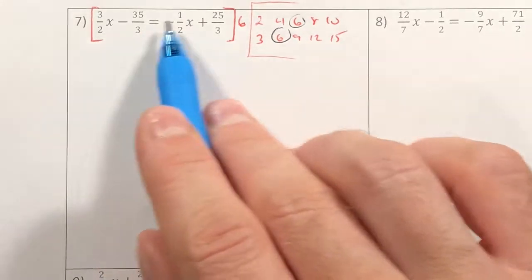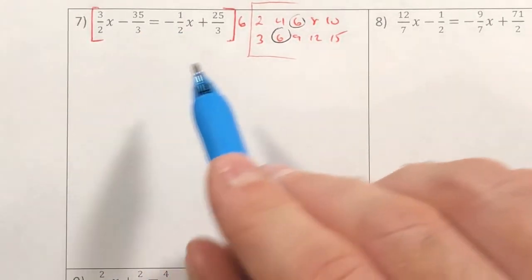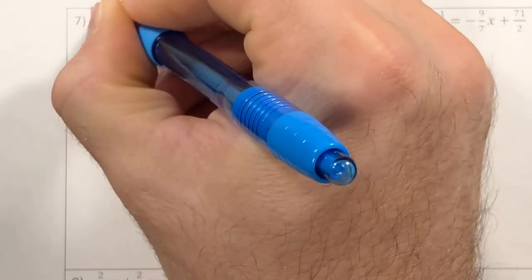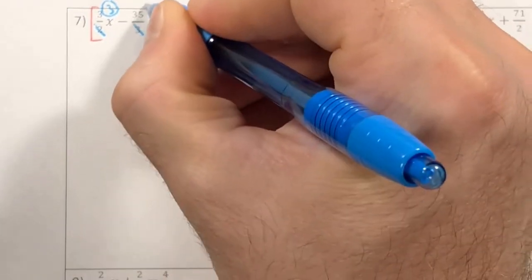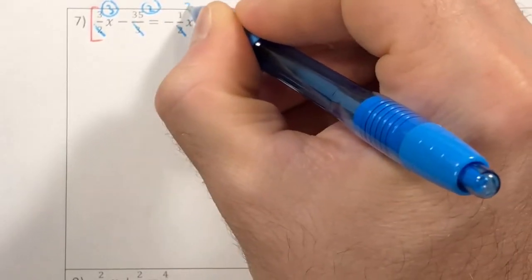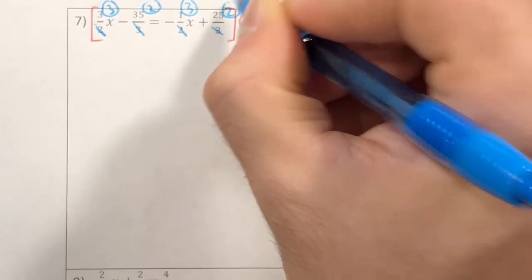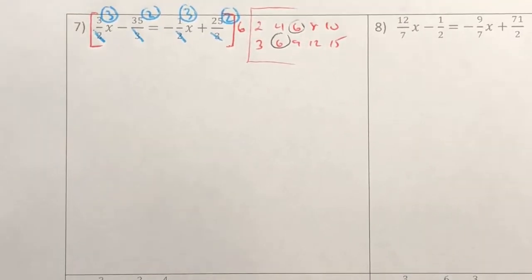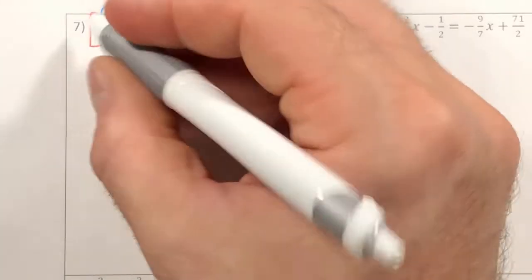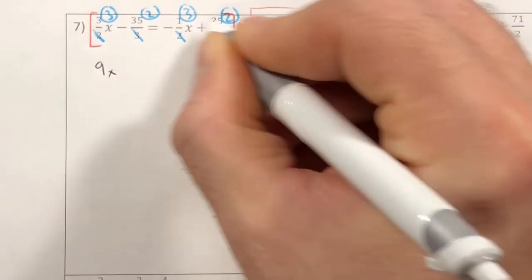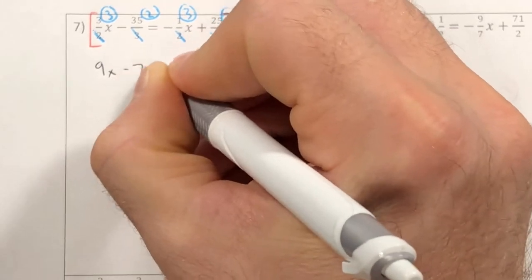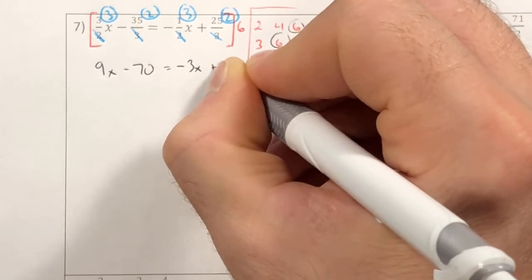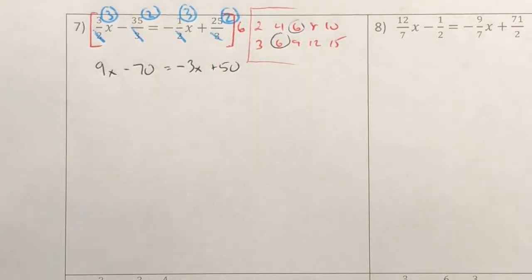But as opposed to going for these large numbers here, I'm going to stick with the smallest possible, and let's start with division first. So 6 divided by 2 is going to give me a 3. 6 divided by 3 is going to give me a 2. 6 divided by 2 is 3. 6 divided by 3 is 2. And I'm going to multiply each one of these terms by that value instead. So 3 times 3 is going to give me a 9x. 2 times 35 is going to give me a 70. Negative 1 times 3 is negative 3x. And then plus 50. Perfect.